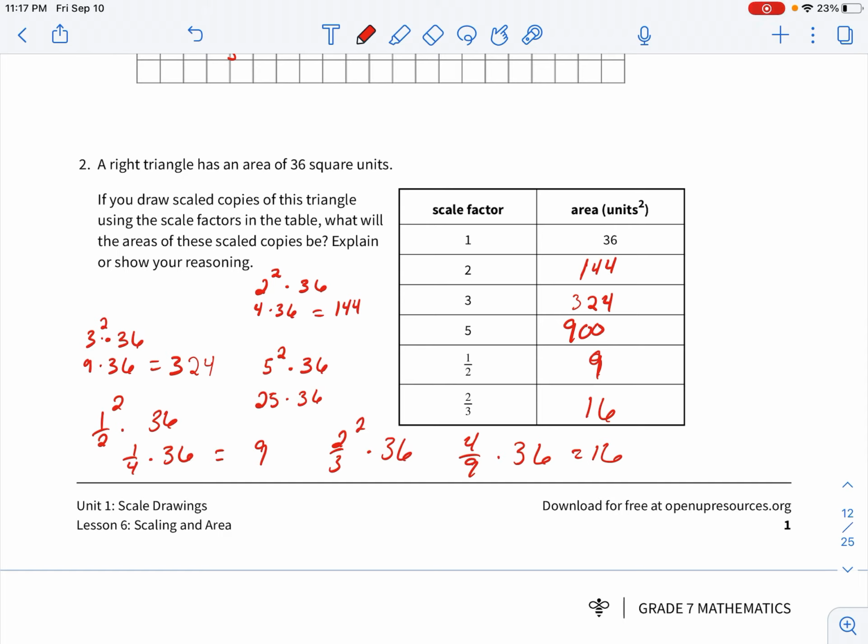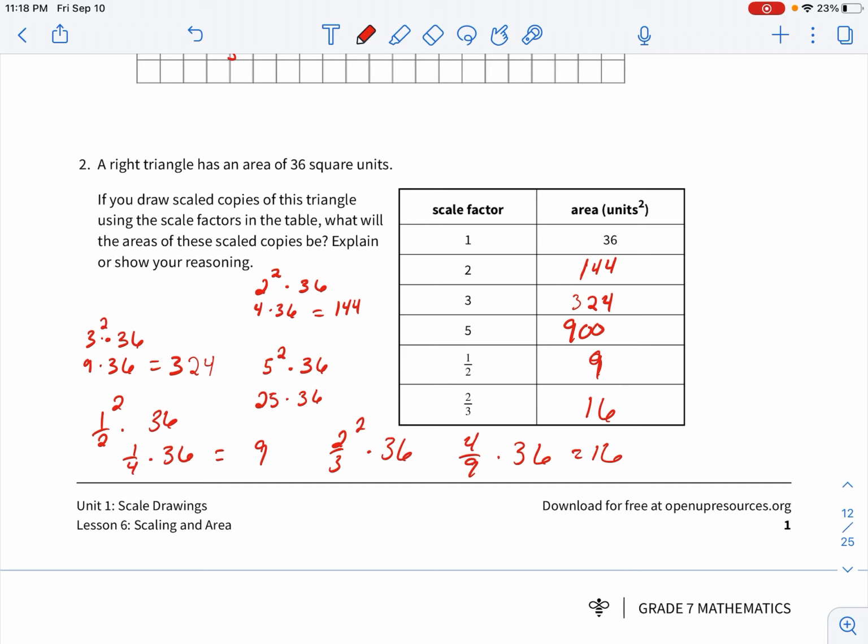Likewise, with a scale factor of 3, we're going to square that 3 and then multiply that by our original area. 3 squared is 9. 9 times 36 gives us 324. Okay, next one, 5. So same thing, 5 squared times 36. 5 squared is 25. 25 times 36 gives us 900.